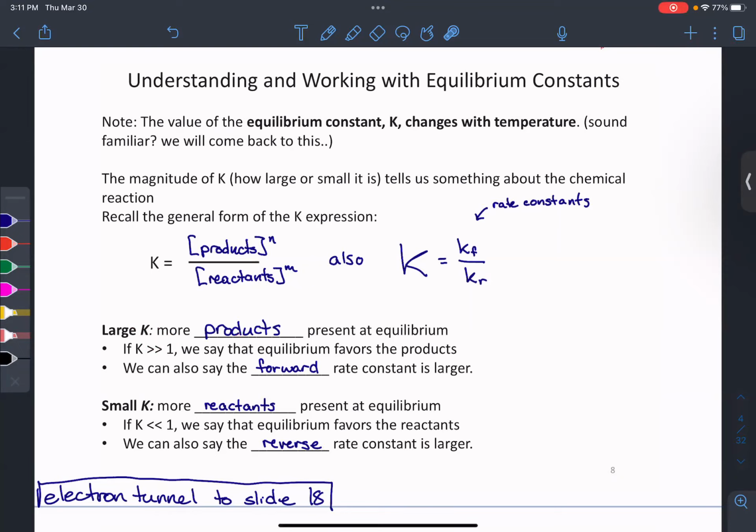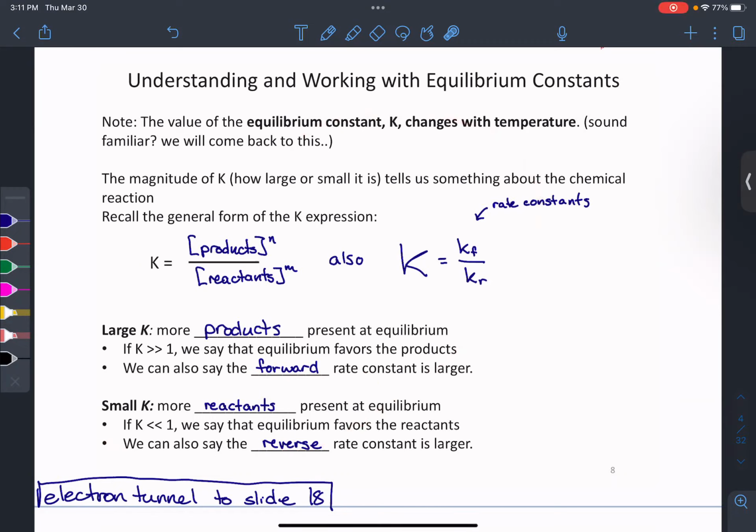If K is really, really small, so less than 1, lots of reactants are present. We can also learn a little bit about the rate constants: if K is big, the rate constant in the forward direction is faster, because that's how you make a lot of products. Or if K is really small, the reverse reaction rate constant is faster, because that's what produces a lot of reactants. All right, so that's kind of putting it all together.